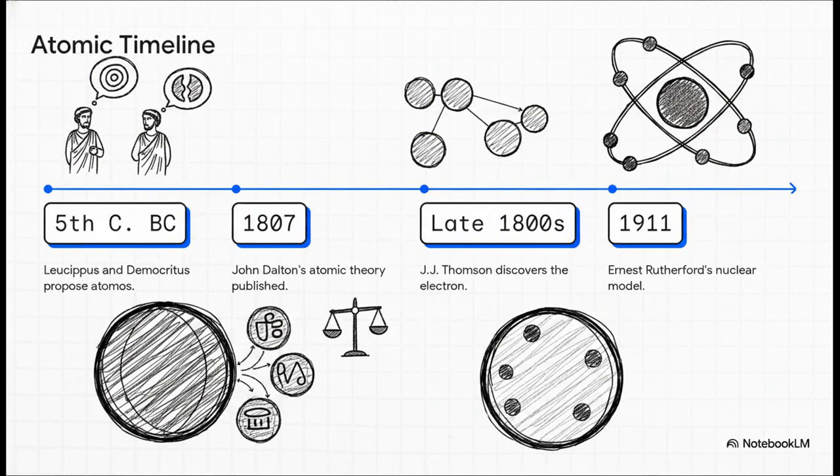What's really wild about this timeline is just how long it took us to get to Dalton in the first place. In the 5th century BC, ancient Greek philosophers Leucippus and Democritus proposed the concept of atomos, which means indivisible. But then Aristotle came along. He argued that matter was just earth, air, fire, and water and could be infinitely divided. And crazily enough, that Aristotelian view basically stalled scientific progress for over 2,000 years. It wasn't until Dalton in 1807 that atoms finally moved from a purely philosophical concept to a testable scientific theory. And from there, the science evolved incredibly fast.